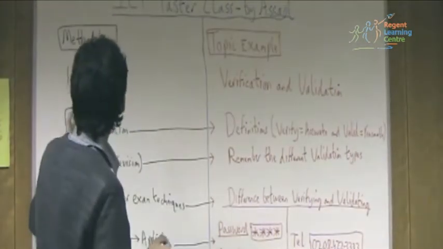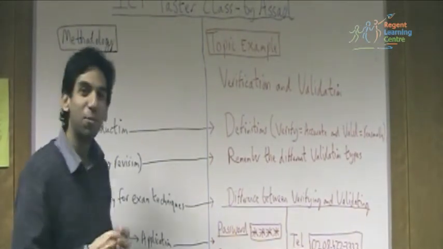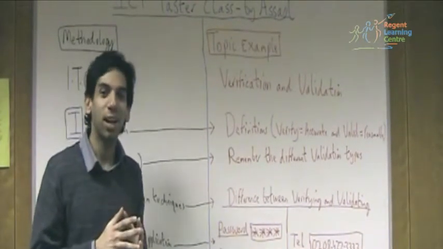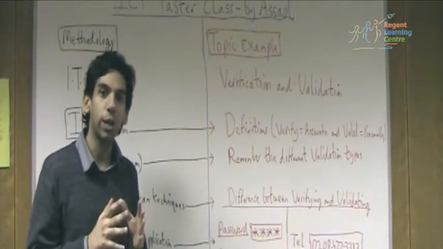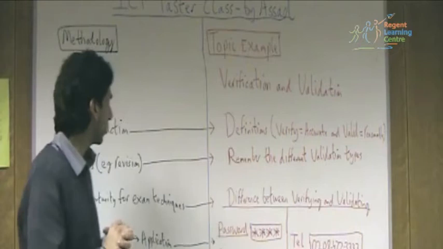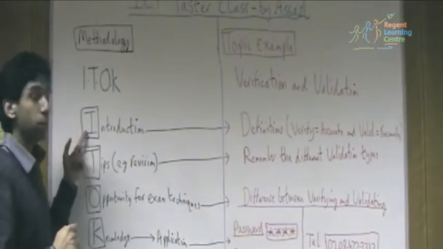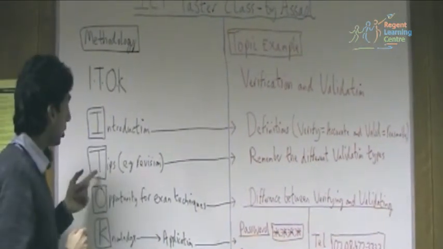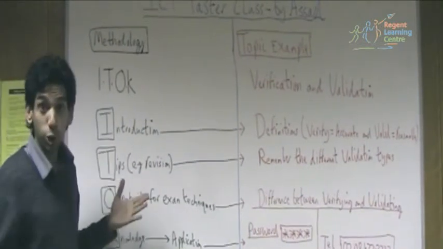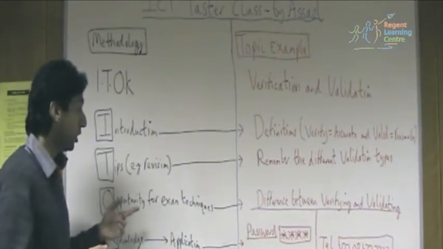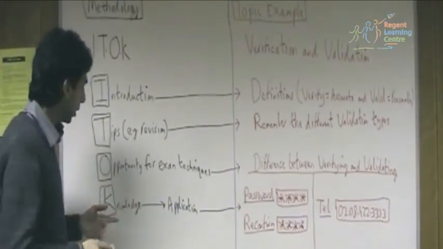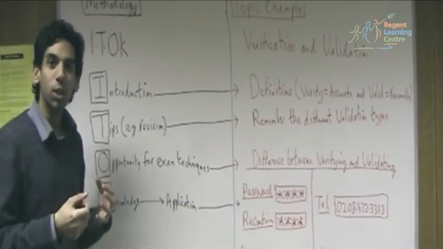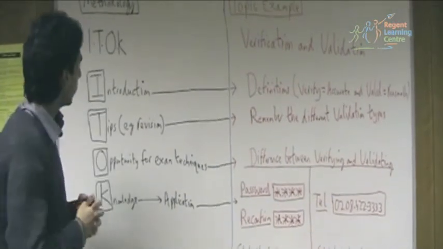With regards to the methodology, I've kept it very simple but cliched. The methodology I use in this case, the abbreviation is ITOK. So let's take a look through that. I, introduction. T, tips, for example, revision. O, opportunity for exam techniques, always a key crucial aspect. And finally, K, knowledge. So let me go through each one now, shall I?